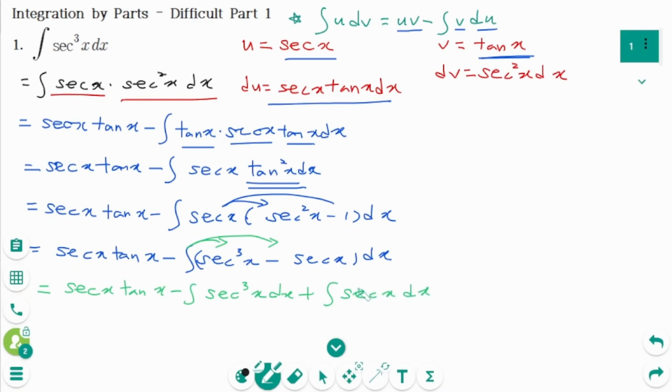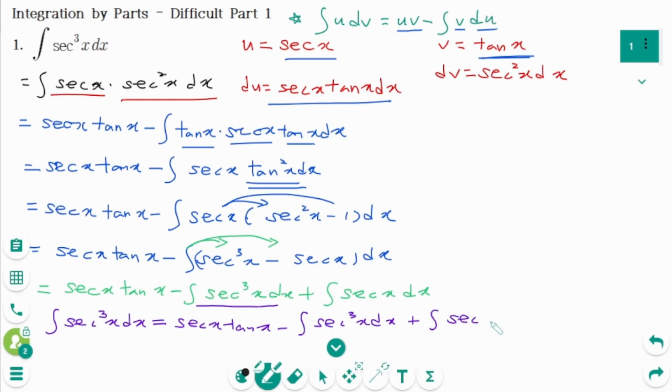We did integration by parts. Back to the original question. The question is the integral of secant cubed x dx equals secant x tangent x minus the integral of secant cubed x dx plus the integral of secant x dx.